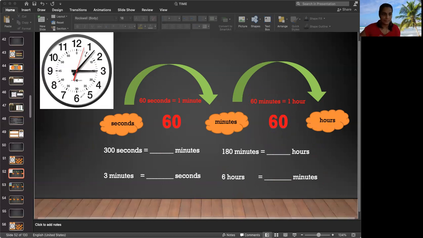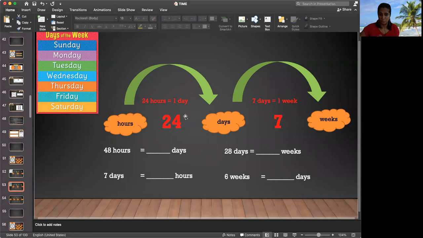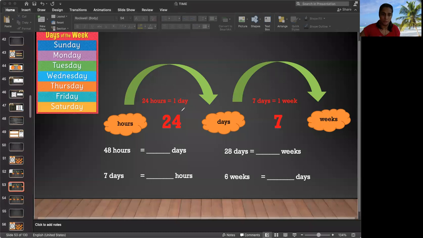Okay, so let's clear this and move on to the next slide, in which we have now the conversion from hours to days and to weeks. And if you look carefully here, the number has changed because there's no 60 hours in one day. There's only 24 hours in one day. So your job is to remember these numbers. Always try to remember what's the conversion number between these units.